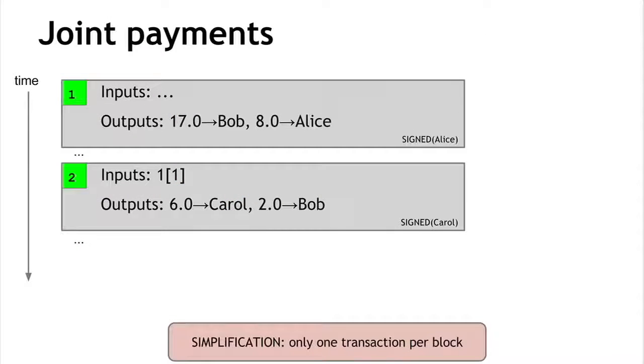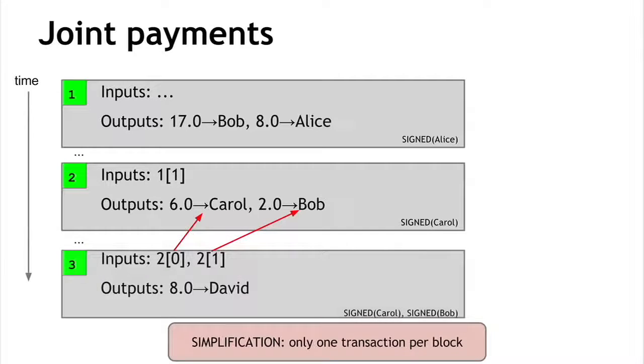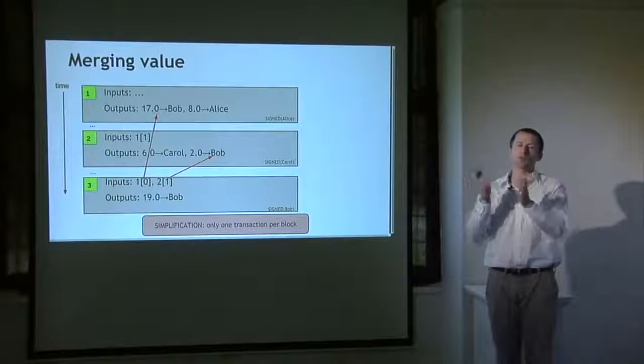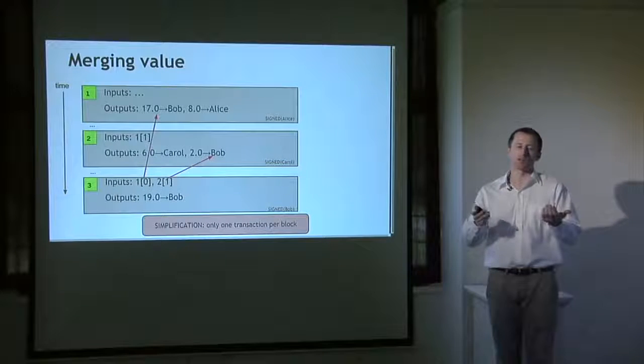So some other things that we can do quite easily here, we can merge value. So let's say there's 2 different transactions that send some money to Bob, 17 coins in transaction 1 and 2 coins in transaction 2. Bob might say, I'd like to have 1 transaction I can spend later where I have all 19 coins. So this is pretty easy. You just create a new transaction that has 2 inputs now and only 1 output, so all of those coins go to Bob. And you've combined the 2 previous transactions into one that Bob can then spend later.